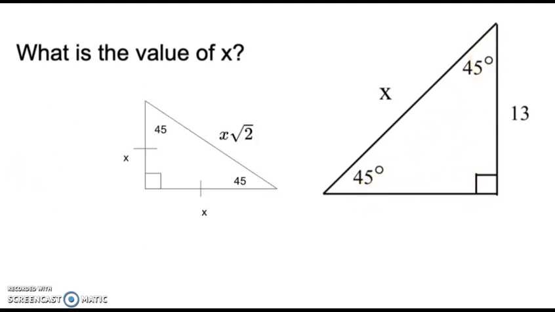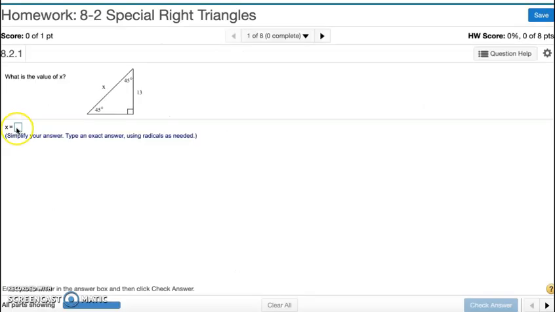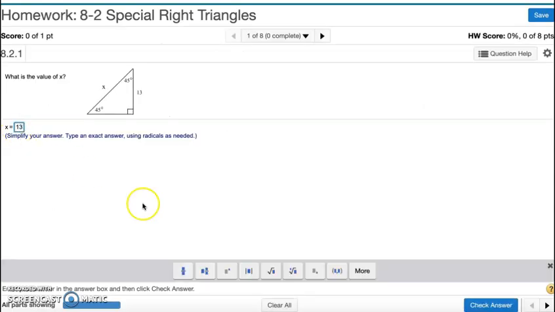The rule says, in a 45, 45, 90 triangle, the two legs are the same length, it's an isosceles triangle, and whatever the legs equal, you put radical 2 next to it, and it'll give you the length of the hypotenuse. So for this one, the length of the leg is 13, so the length of the hypotenuse will be 13 radical 2. And that's all there is to that, so let's type it in. So type in 13 square root 2.